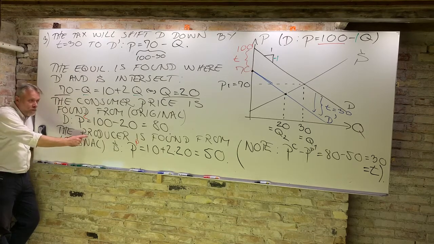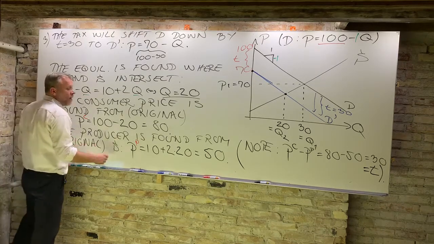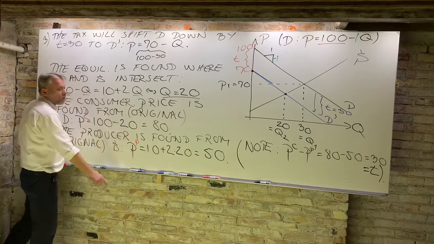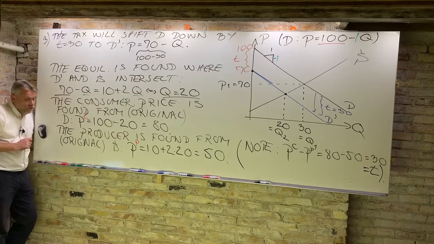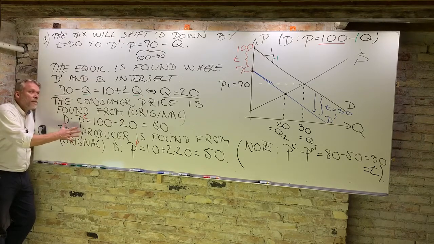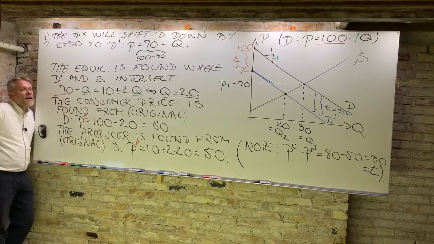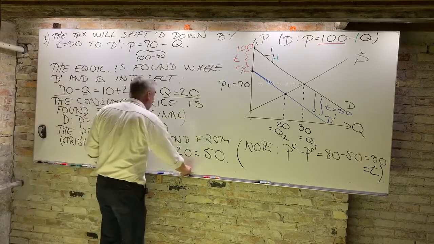Likewise, when you want the producer price, you plug the quantity into the curve which is related to producers, in other words, the supply curve. And then you have to remember, if it has shifted, it hasn't shifted here, but we shall see shortly that it might shift, you should use the original one. In other words, it's easy to remember this method. Plug the quantity into the curve related to consumers, that gives you the consumer price, into the curve related to producers, that gives you the producer price, and if one of the curves has shifted, and it will have, use the original curve.